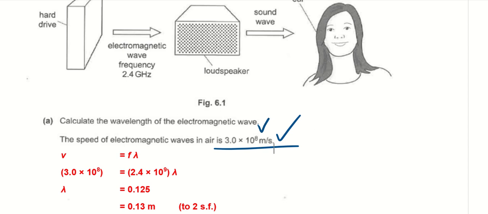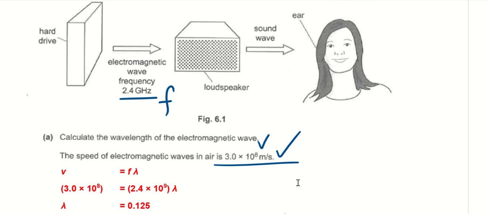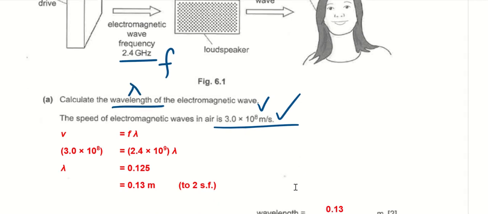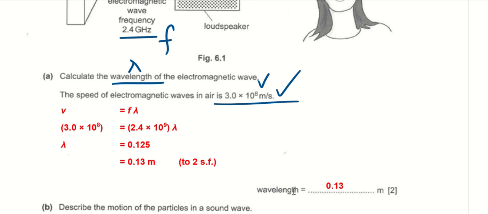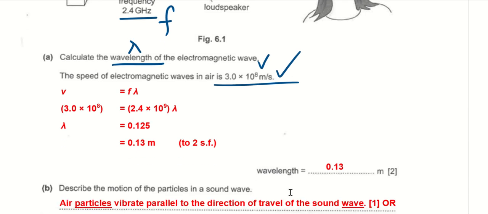So now we have our V, we have our F. They want us to calculate the wavelength lambda. Remember to change your giga into 10 to the power of 9. So you'll get 0.13 meters.